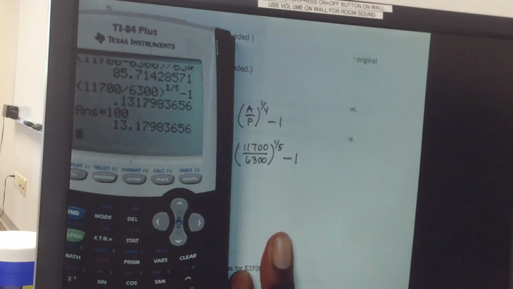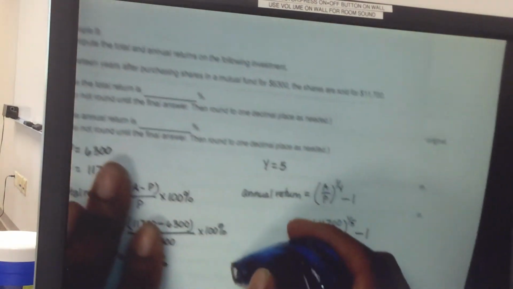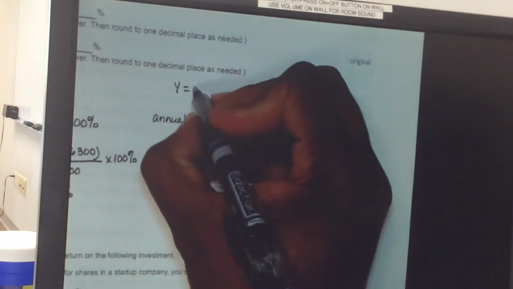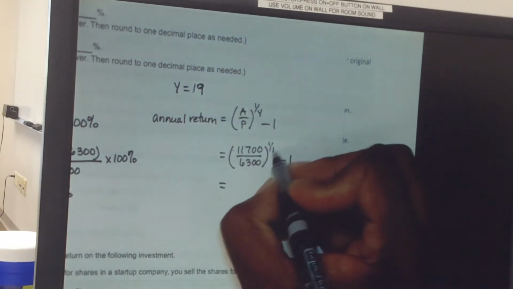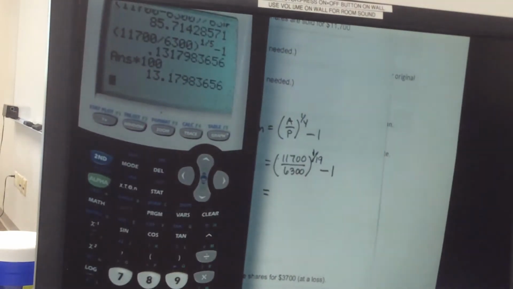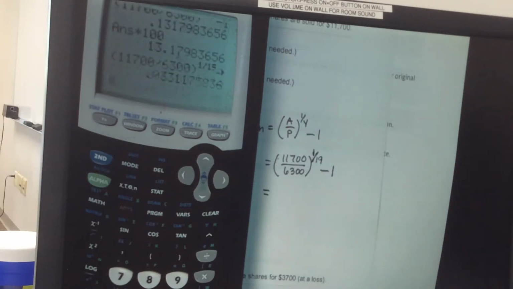Okay, correction here. This should be 19, because it says 19 years. So Y is 19. Where did I get 5 from? I don't know. And that can change that answer. So it'll be 1 over 19. Okay, so let's try this again. Left parentheses 11,700 divided by 6,300, close parentheses, and then hat key 1 divided by 19 minus 1.